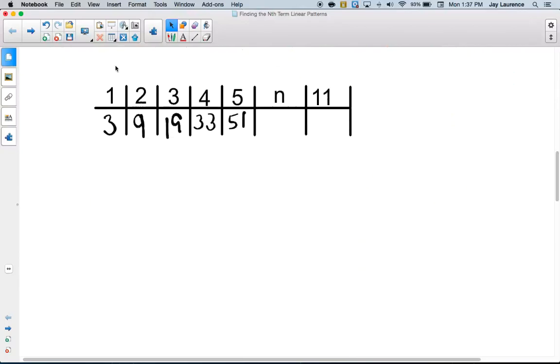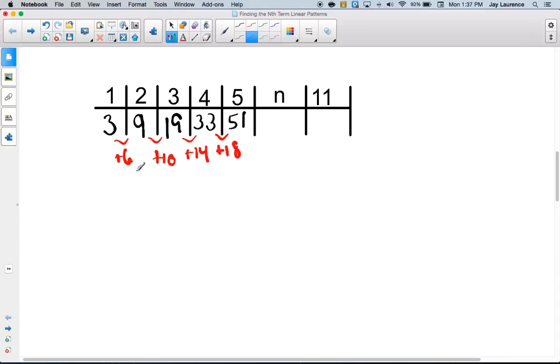Okay? So here's number 2. Go ahead and copy down the table. We'll do this one together. So let's see, my first differences look like they're going to be plus 6, plus 10, plus 14, I believe, and plus 18. They don't match, so I'll go to the second differences. Oh, look at that, plus 4, and plus 4.